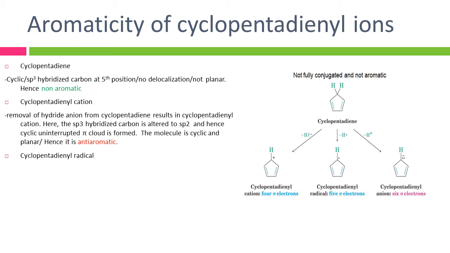Hence it is aromatic. To summarize, cyclopentadiene is non-aromatic. Cyclopentadienyl cation with 4 electrons is antiaromatic. Cyclopentadienyl radical with 5 pi electrons is non-aromatic. Cyclopentadienyl anion with 6 pi electrons is aromatic in nature.